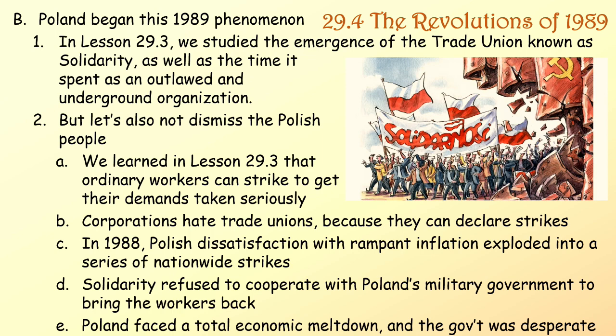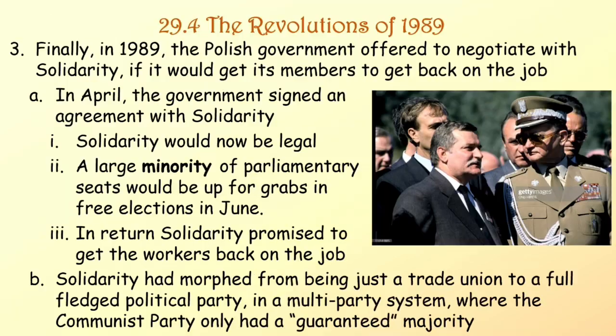In 1988, Polish dissatisfaction with rampant inflation exploded into a series of nationwide strikes. Solidarity refused to cooperate with Poland's military government to bring the workers back. And Poland faced a total economic meltdown, and the government was desperate. Finally, in 1989, the Polish government offered to negotiate with Solidarity if it would get its members to get back on the job. In April, the government signed an agreement with Solidarity, and Solidarity would now be legal.